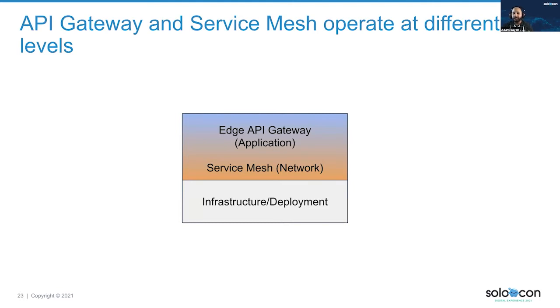So we can see that service mesh and the API gateway operate at different levels. You have your infrastructure, for example Kubernetes, where the service mesh handles service-to-service retries, failures and all that stuff. And then you have your API gateway dealing with exposing APIs and request transformation and things like that at the application level.